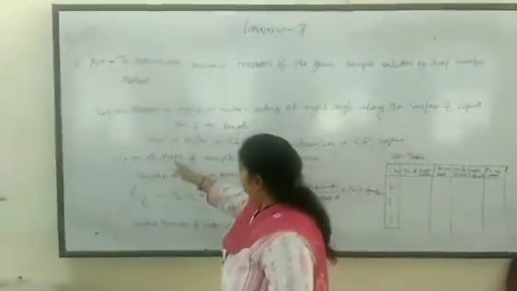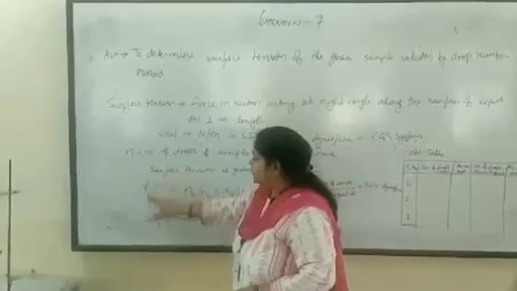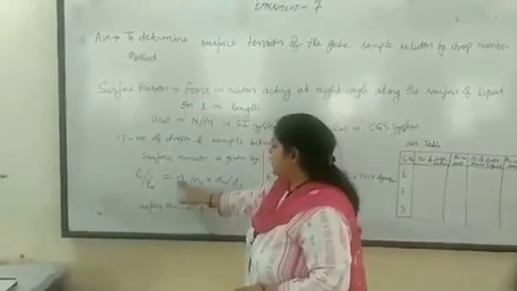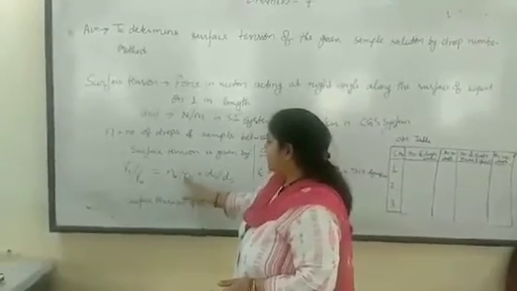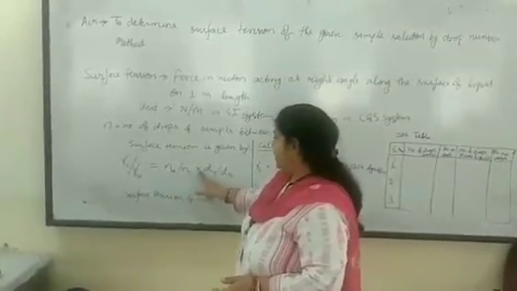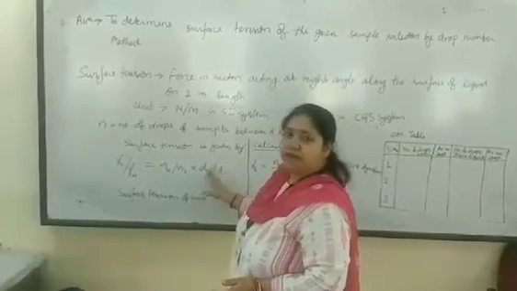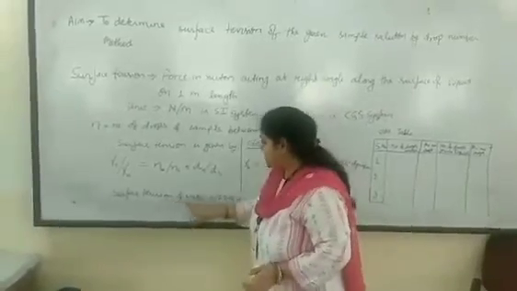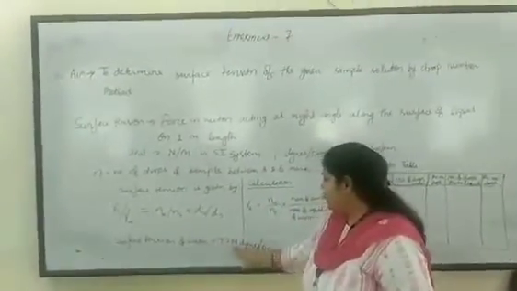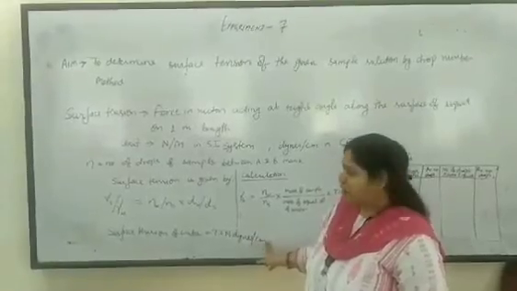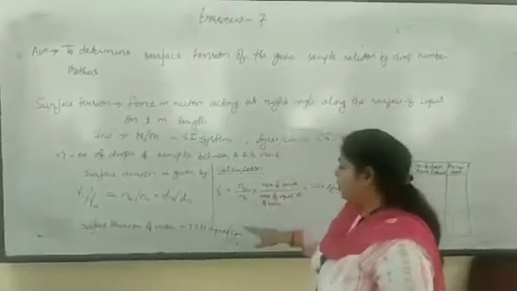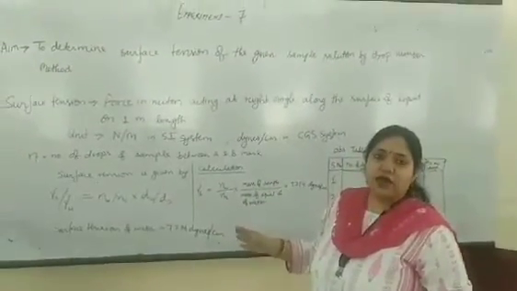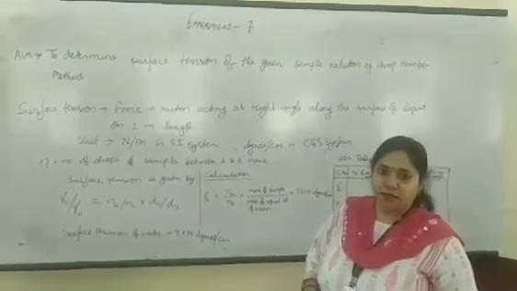Here we will use the formula: surface tension of sample divided by surface tension of water is equal to number of drops of water divided by number of drops of sample, into density of water divided by density of sample. As we know, surface tension of water is 72.14 dyne per centimeter. By putting this value into the formula, we can easily calculate the surface tension of the given sample.